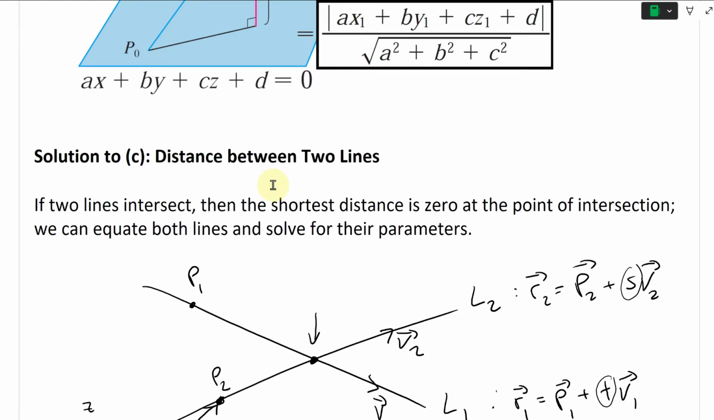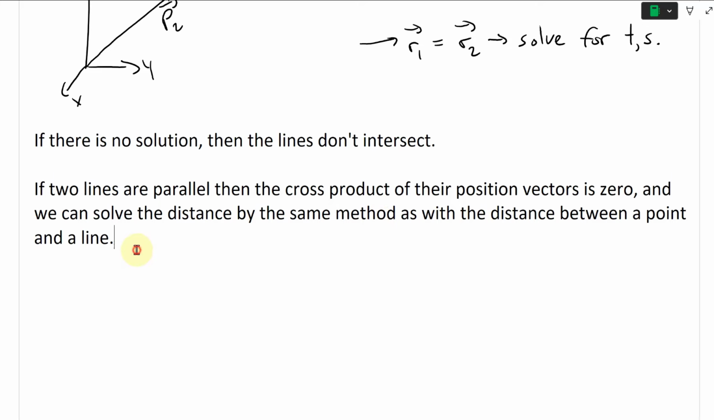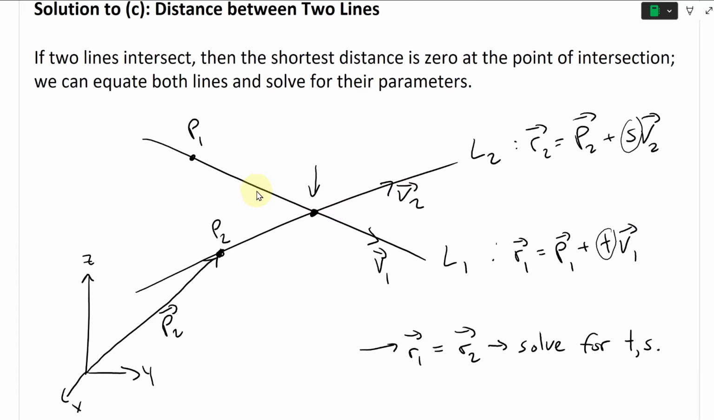So then they don't intersect, so we've got to go further. If two lines are parallel, then the cross product of their direction vectors is 0, and we can solve the distance by the same method as with the distance between a point and a line. What this means is basically, if two lines are parallel, the cross product of their vectors is 0 because they're both parallel.